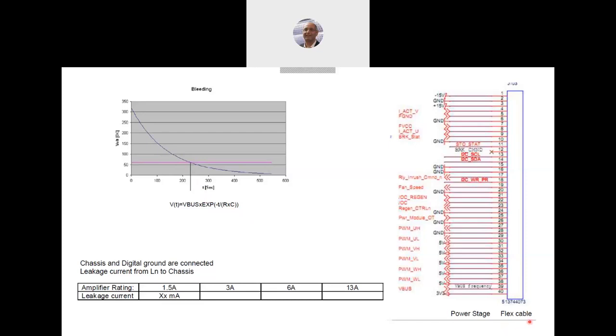I show here the flex cable. Usually the power stage and the digital are connected with a flat cable where all the information is the PWM, high and low, VBus information, the fan speed, and the actual current measurement. So these are all the interactions between the control board and the power board.